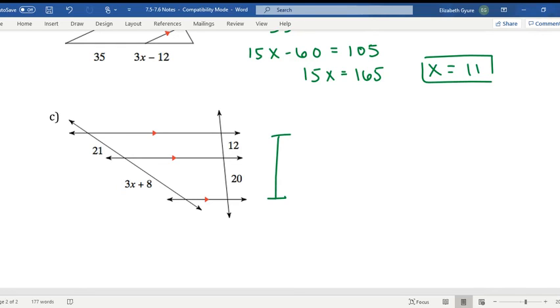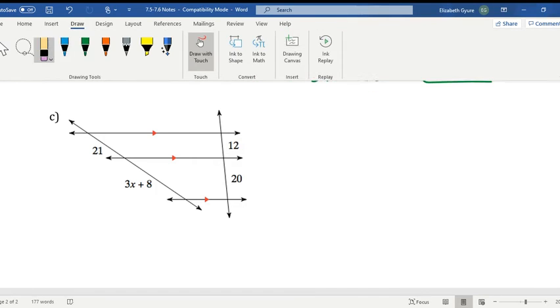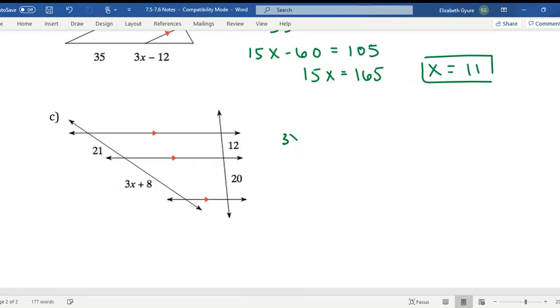And vice versa. What's really important with these is to make sure you have matching information. If I have my little part over here, I need my little part over here. If I have my little part down here, I need my little part down here. If I'm trying to find x and x is the entire measurement, then I'm going to need to know what my entire measurement is on the other side. So just make sure your information matches. So here I'm going to do 3x plus 8 to 20 equals 21 to 12.